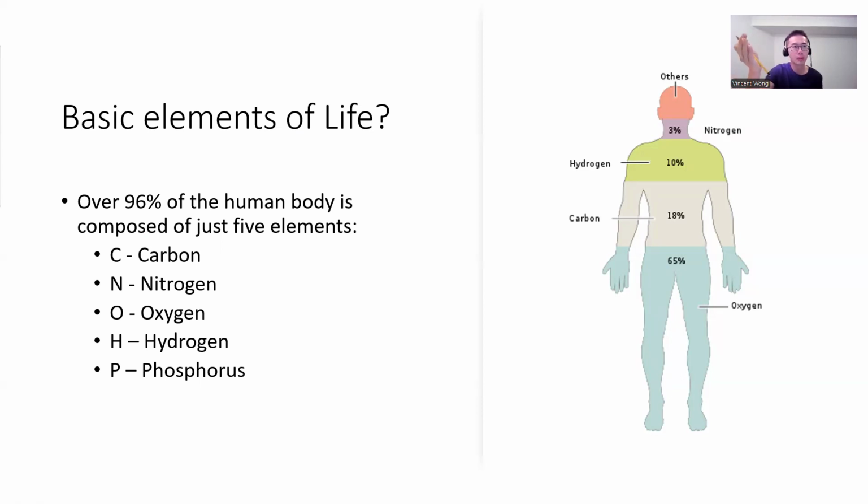Where else do you find carbon? Right? What is a very expensive form of carbon that people might have on them? Diamond. That's right. Diamond is pure carbon, right? So we actually have a lot of carbon in our body, although it is not in the pure form.